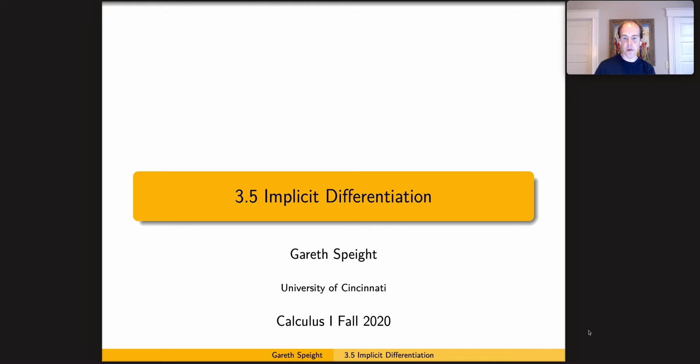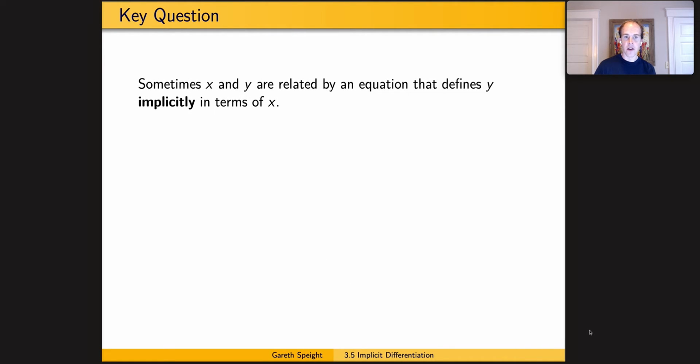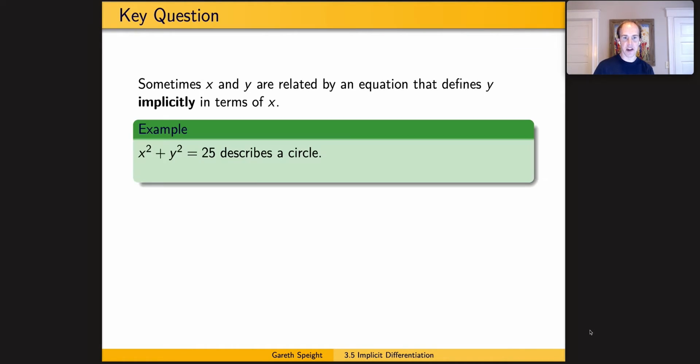So if we can't solve for y in terms of x and then just differentiate to get dy over dx, what should we do? Okay, so here are some examples. As we said, x and y are related by an equation, and y is defined implicitly in terms of x. Notice that's different from explicitly where we have y equals. Implicitly means we have some kind of equation involving x and y that they have to satisfy.